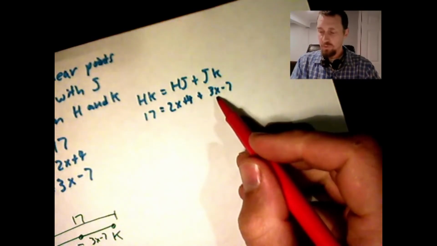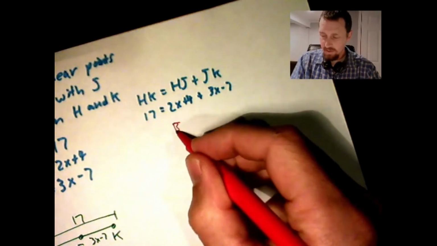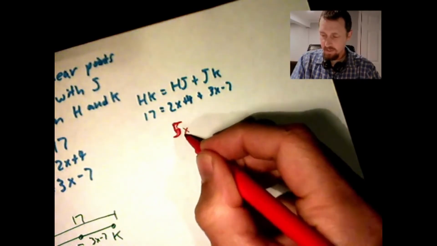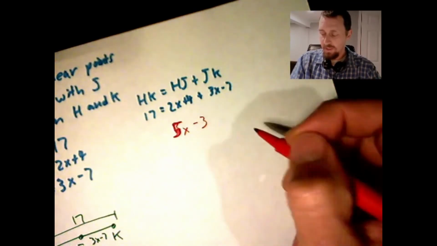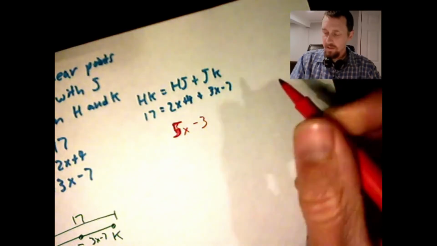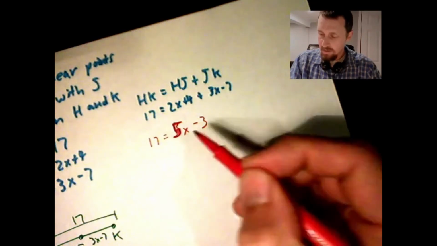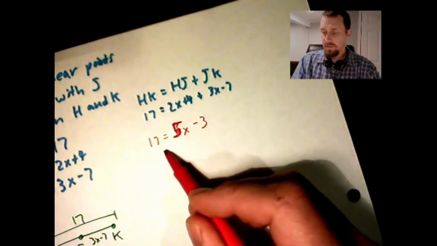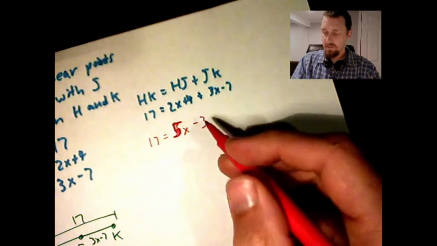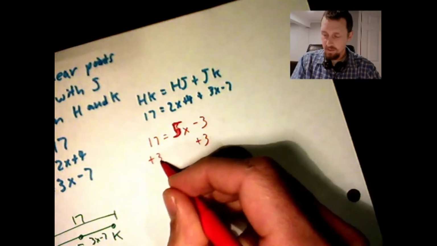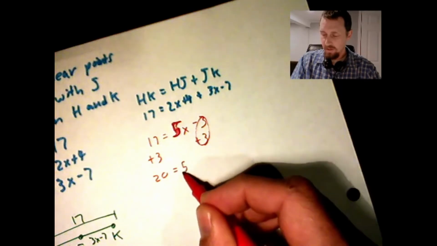So first we're going to combine like terms. The 3x and the 2x combine to make 5x, and the negative 7 and the positive 4 combine to make negative 3, and we've got a 17 over here. So next, well, 5 times something minus 3 equals 17, so let's add 3 to both sides. This is 0, and now 20 equals 5 times something.